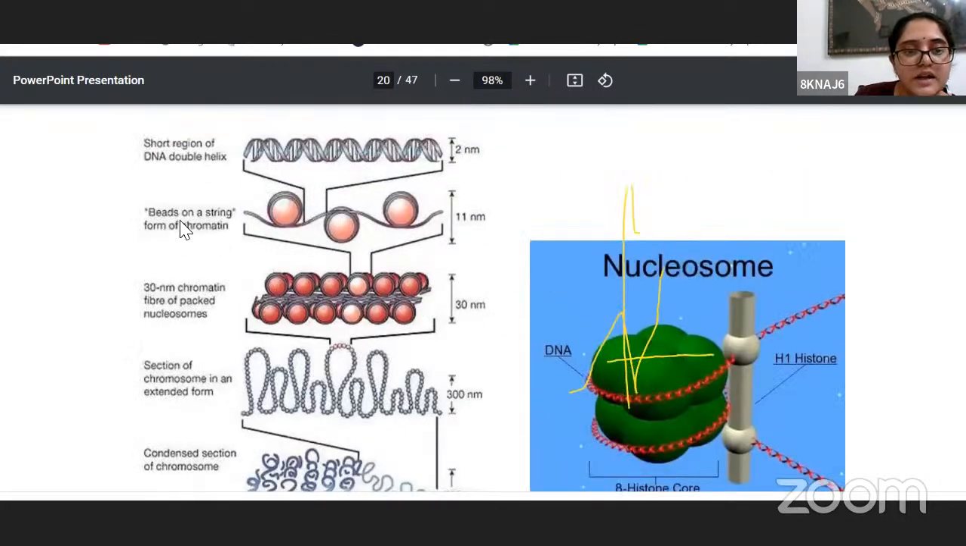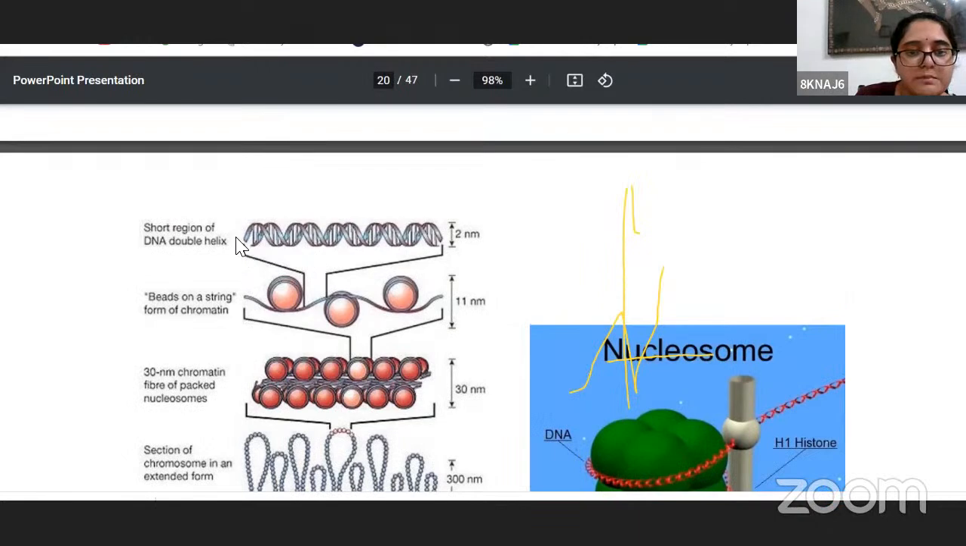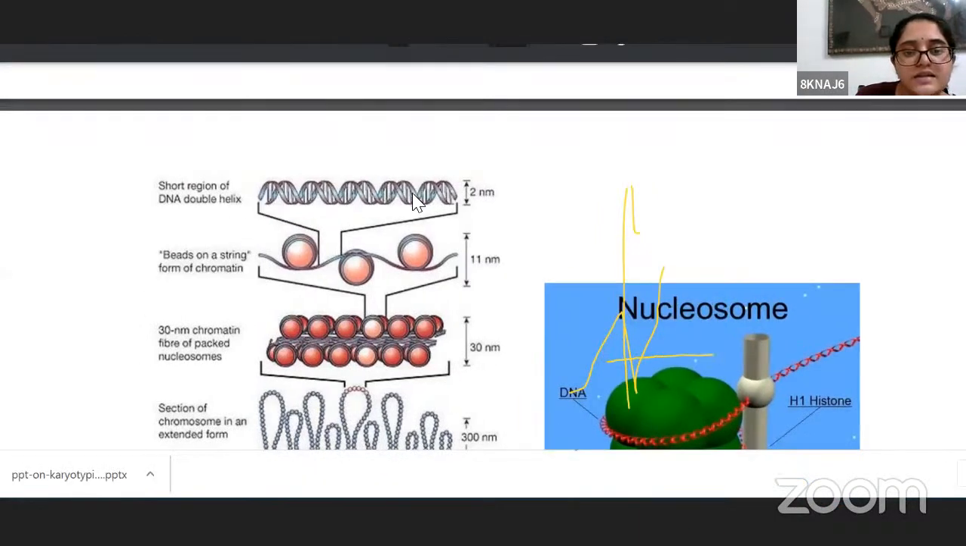Please see this particular picture. You can get to see the DNA double helix. So this part is actually in the form of beads on a string of the chromatin. The histone proteins, that is H2A and the others, are surrounding the DNA. Then this is packed in the nucleosome.